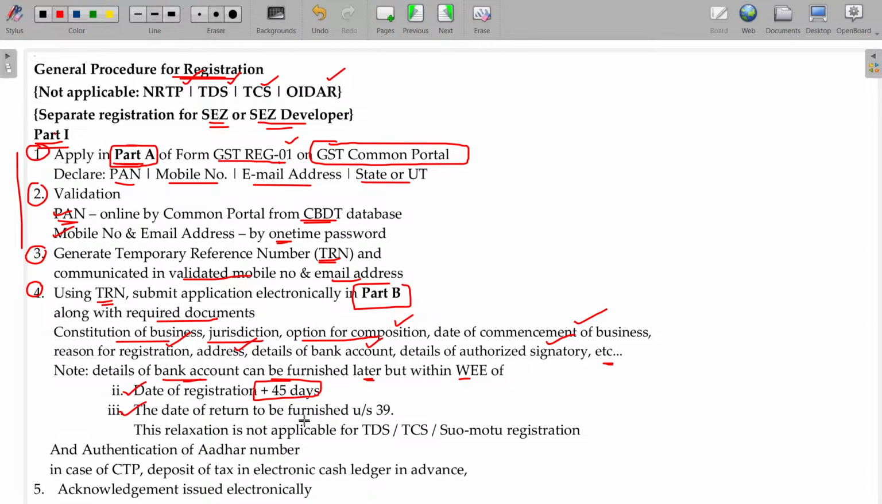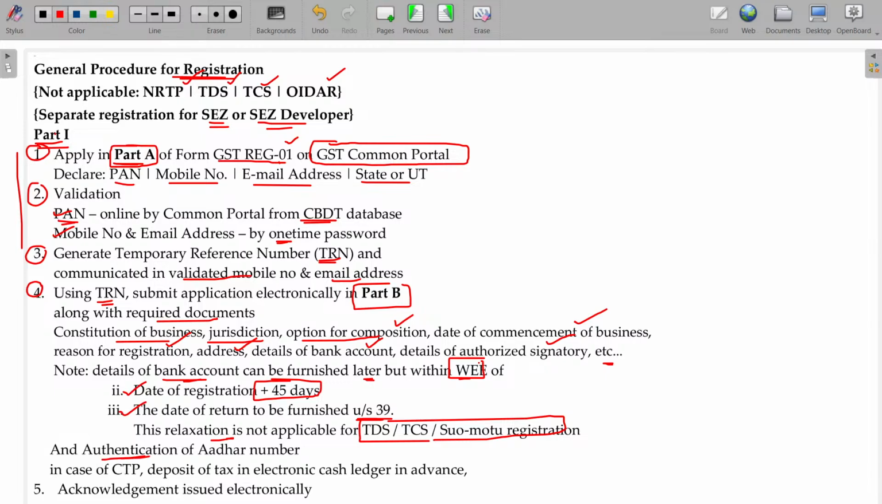Or the date of return to be furnished under section 39. Between these two, whichever is earlier will be the due date. This relaxation is not applicable for TDS and TCS and in case of suo motu registration. In these three cases, this relaxation is not there. So usually you have to give the bank details also.